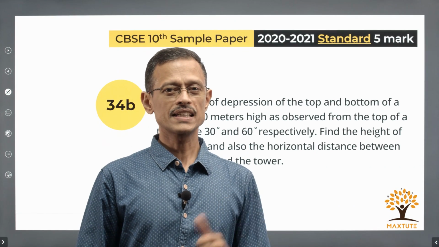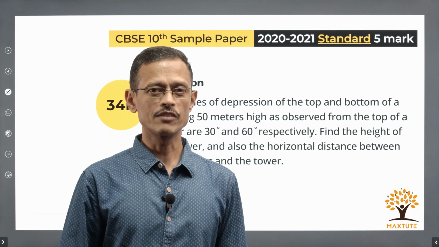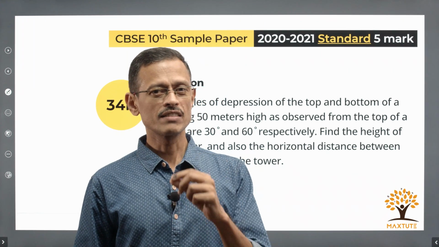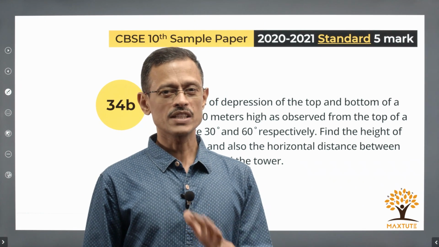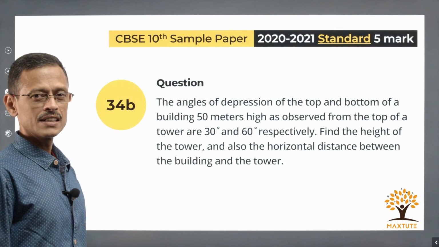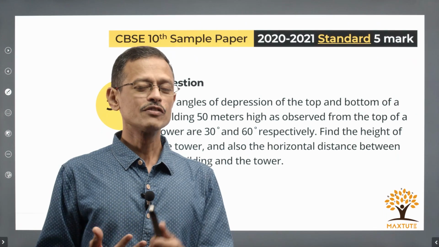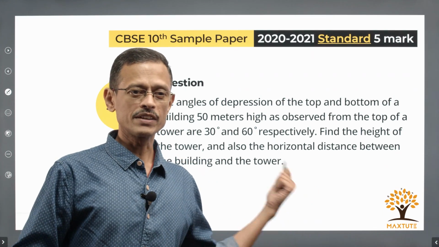Hi everyone, CBSE Class 10 Math video solution to the sample paper given by the board for the 2021 board examination. This question is a 5-mark question from the standard version of the paper from the chapter Applications of Trigonometry. This is question number 34, which had an internal choice. For the first part we did a separate video; for the second part we are doing this video.